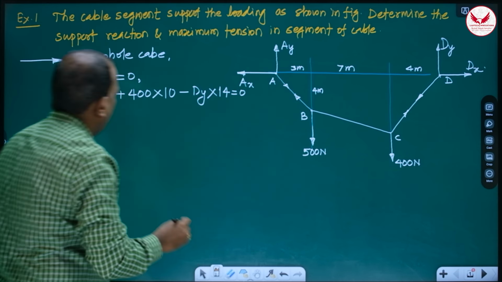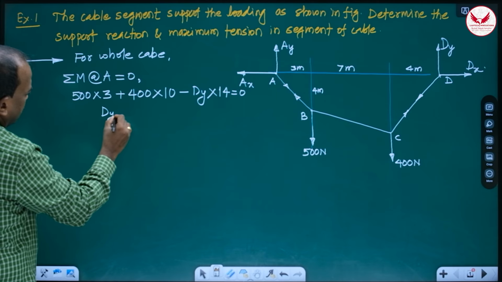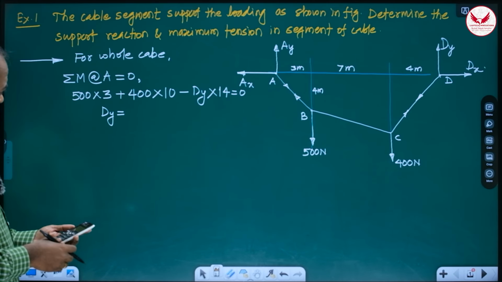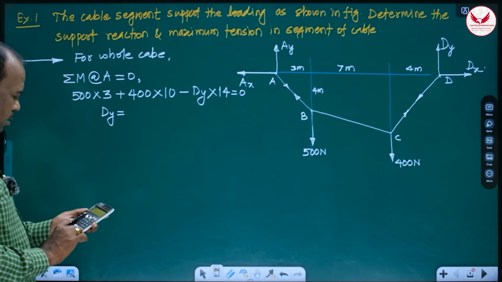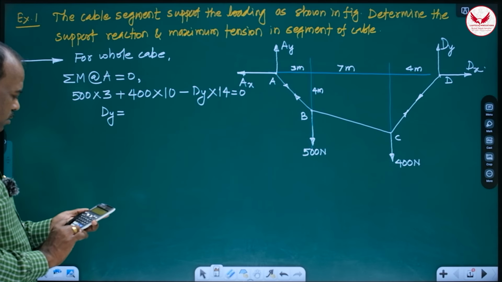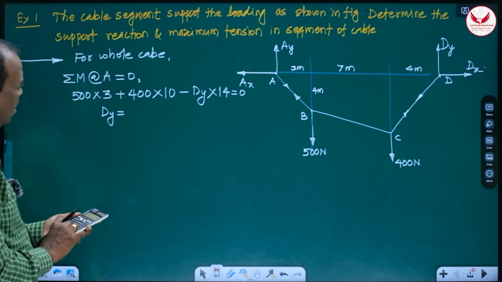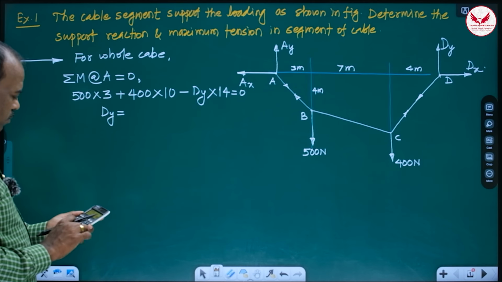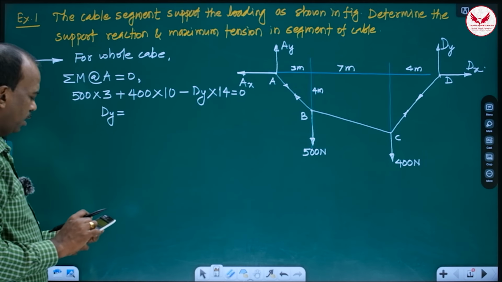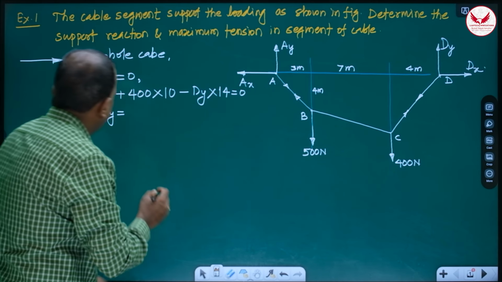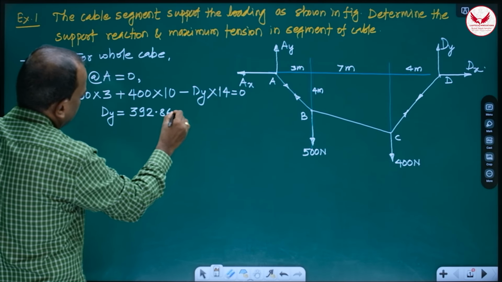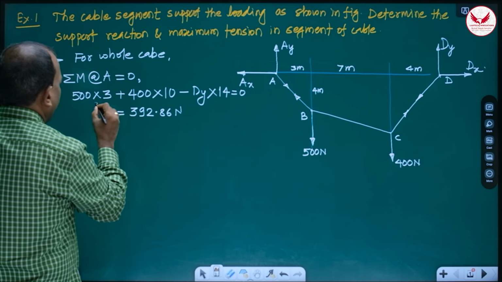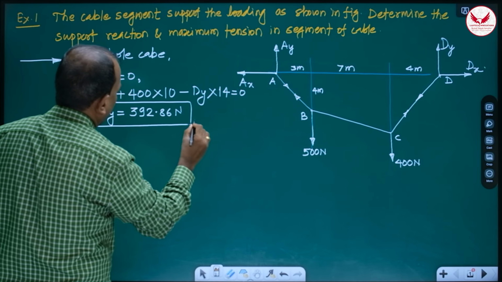So like this, we always get the value of DY. We get one reaction, and you can directly write the answer: 500 into 3 plus 400 into 10, divided by 14, which is 392.86. Means if we use one moment condition, we get one reaction component DY.